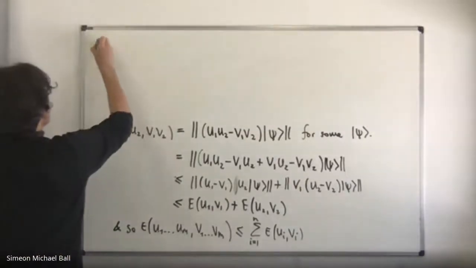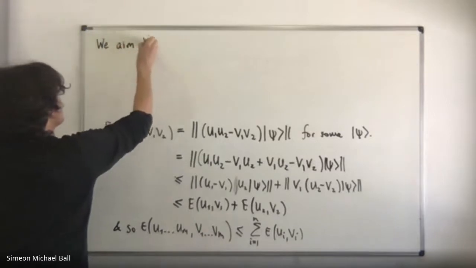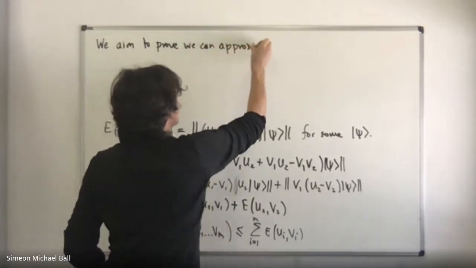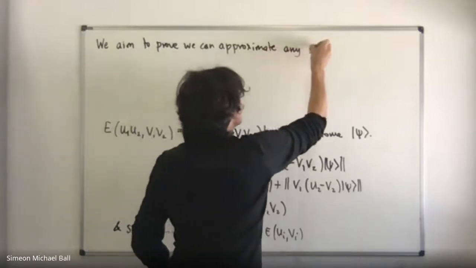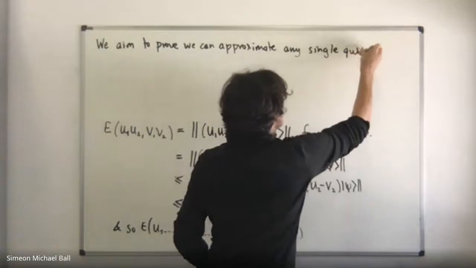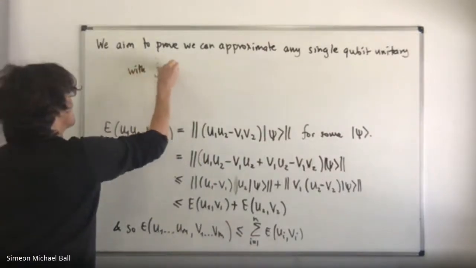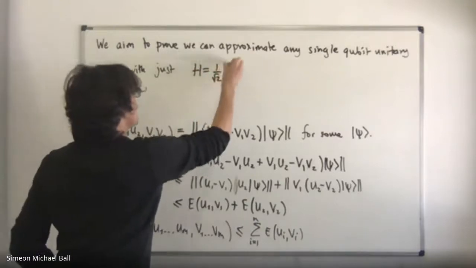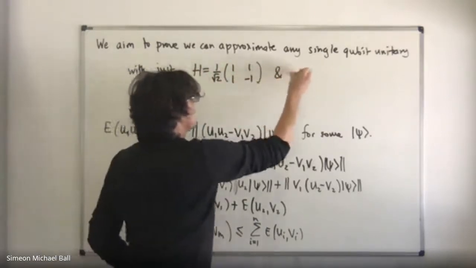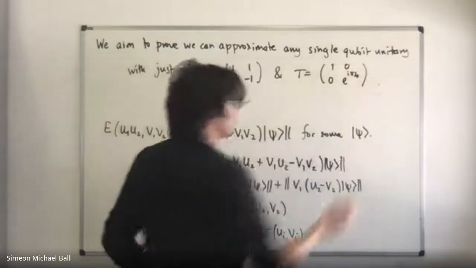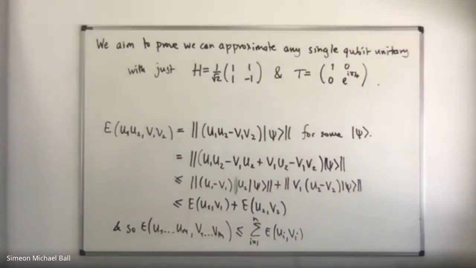So let's say we're going to prove we can approximate any single qubit unitary with just H and T. Right. And key to this is the following lemma.